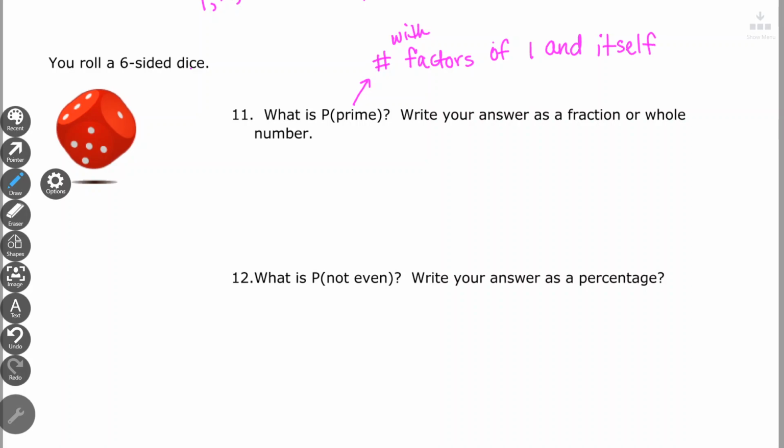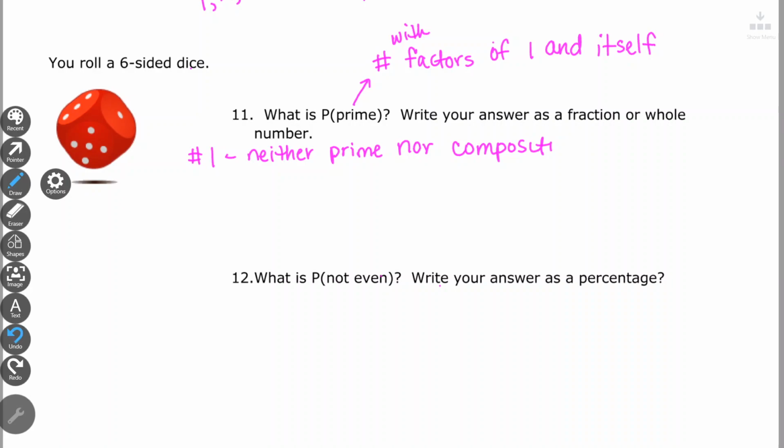So let's look at all the numbers, okay? So I want to remind you of the number 1. The number 1, that is neither prime nor composite. Now, what does composite mean? Okay.